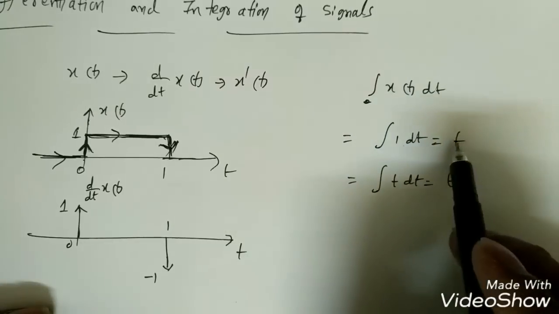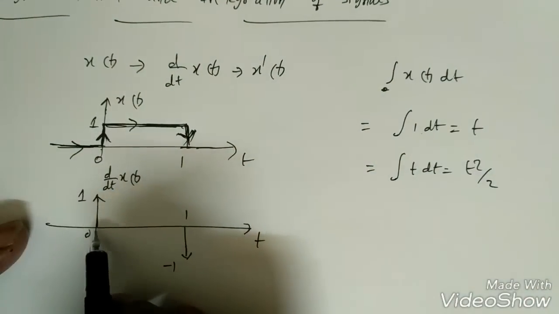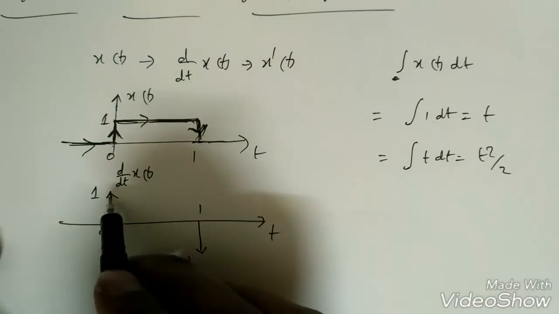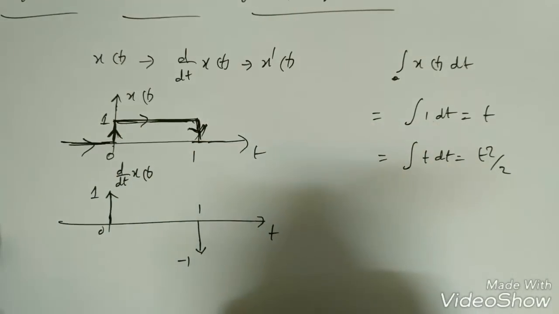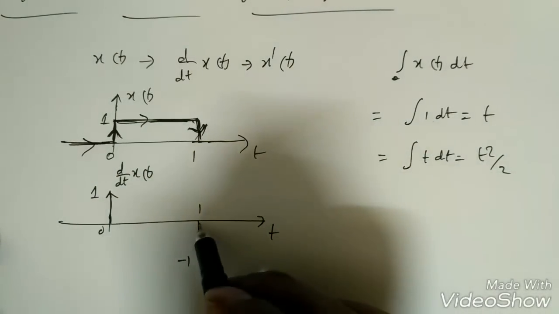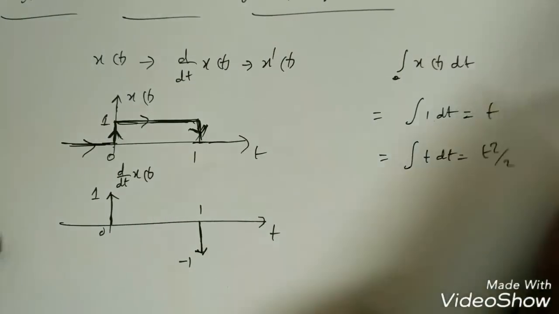So this is the opposite of differentiation and integration. That means if I integrate this d by dt of x of t, whenever there is a discontinuity, we will get the constant, right? So that we have to find, right? Or we write some equivalent signals, something like this.